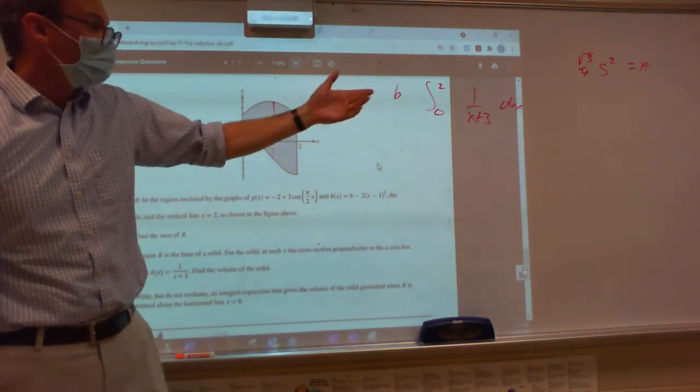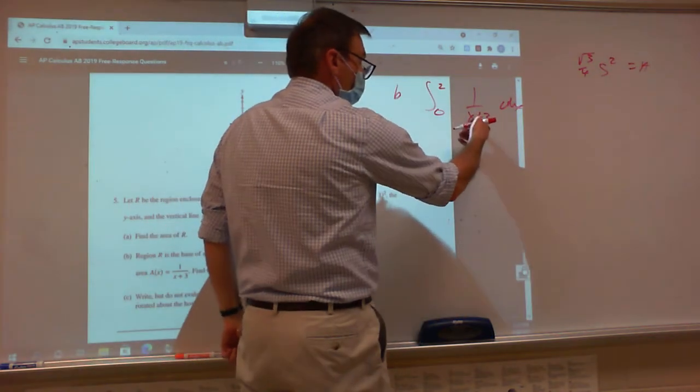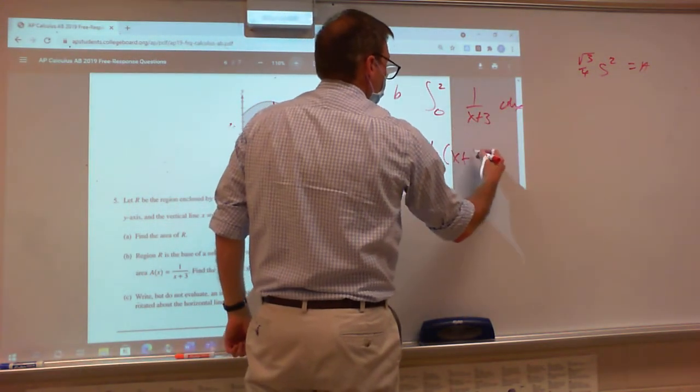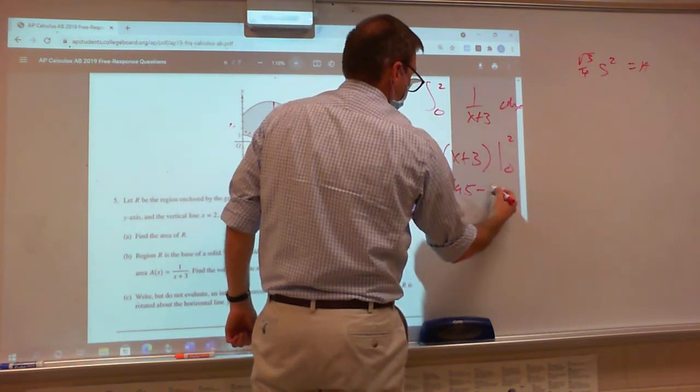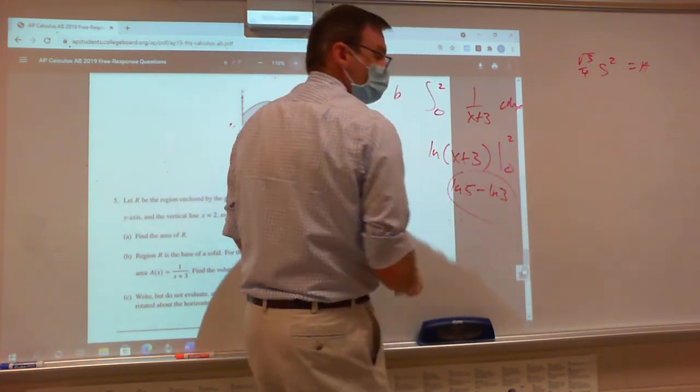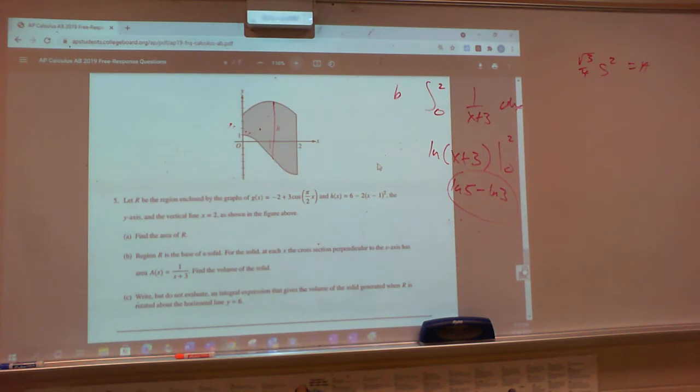In fact, they actually find this, that's not hard. The integral of this is going to be natural log of x plus 3, evaluated from 0 to 2, so we end up with natural log of 5 minus natural log of 3, and there's your answer. So, that's the base solid. Base solid. What? Interesting. Okay.